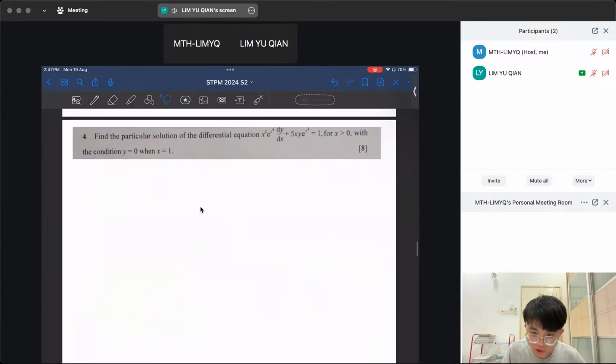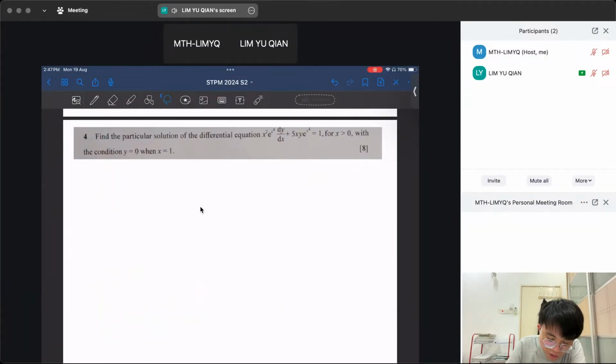Okay, question 4. Find the particular solution of the differential equation for x greater than 0 given the condition x equal 0 and y equal 0, x equal 1. Okay, so this is a linear DE. So let's check for that. Put it in linear form first. So first we need to divide by this one.